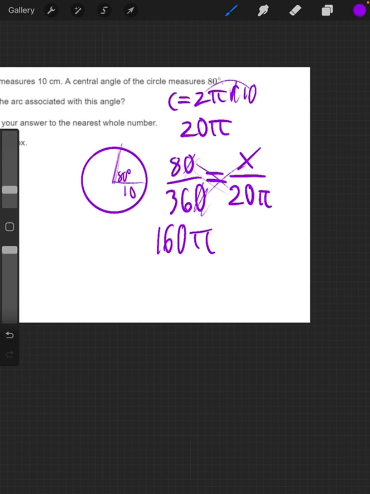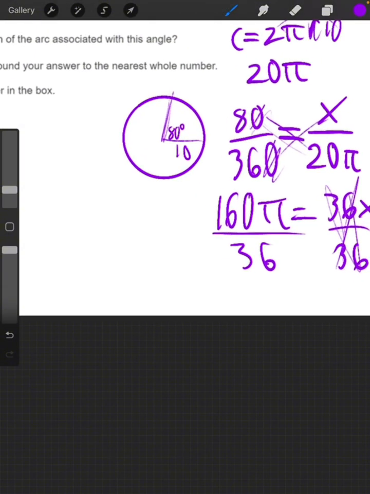And then 36 times x would just be 36x, and that's all over 36. So these two 36s would just cancel. And we can simplify 160 over 36 to 40 over 9. So x would be equal to 40 pi over 9.